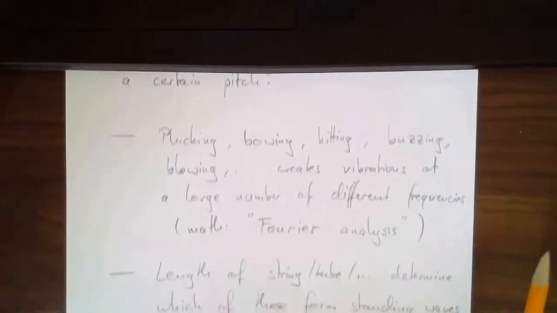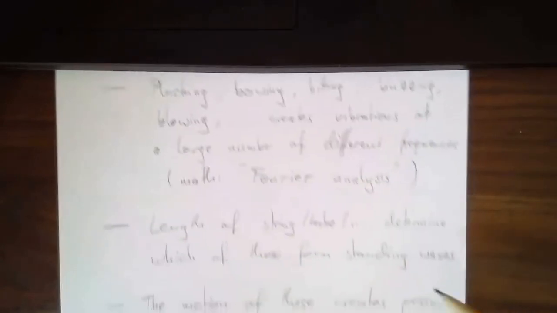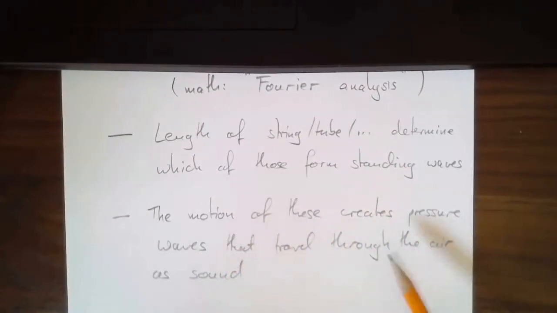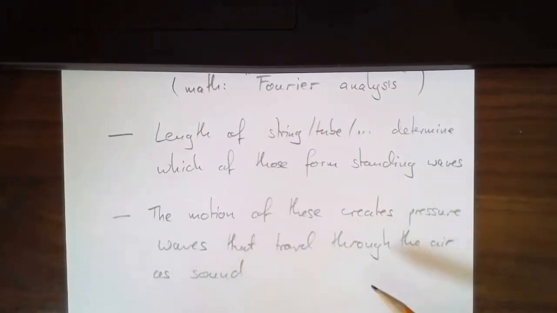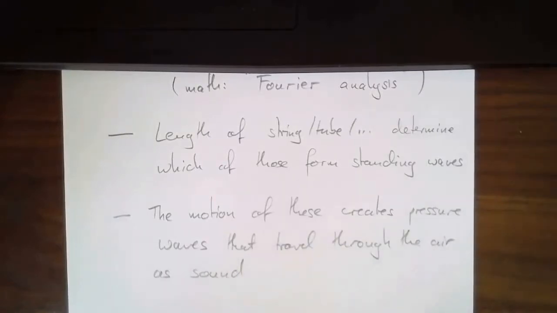So the length of your string or tube or whatever else determines which of all those frequencies form standing waves. Not all of them, you've got a whole bunch of frequencies, but only some of them form standing waves. And those then cause the string, say, to oscillate at significant amplitude. That bumps into the air molecules nearby, and so you get essentially a pressure wave that gets carried through the air, because the string physically hits the nearby air molecules. And then it reaches your ear, and you hear the sound at a particular pitch.